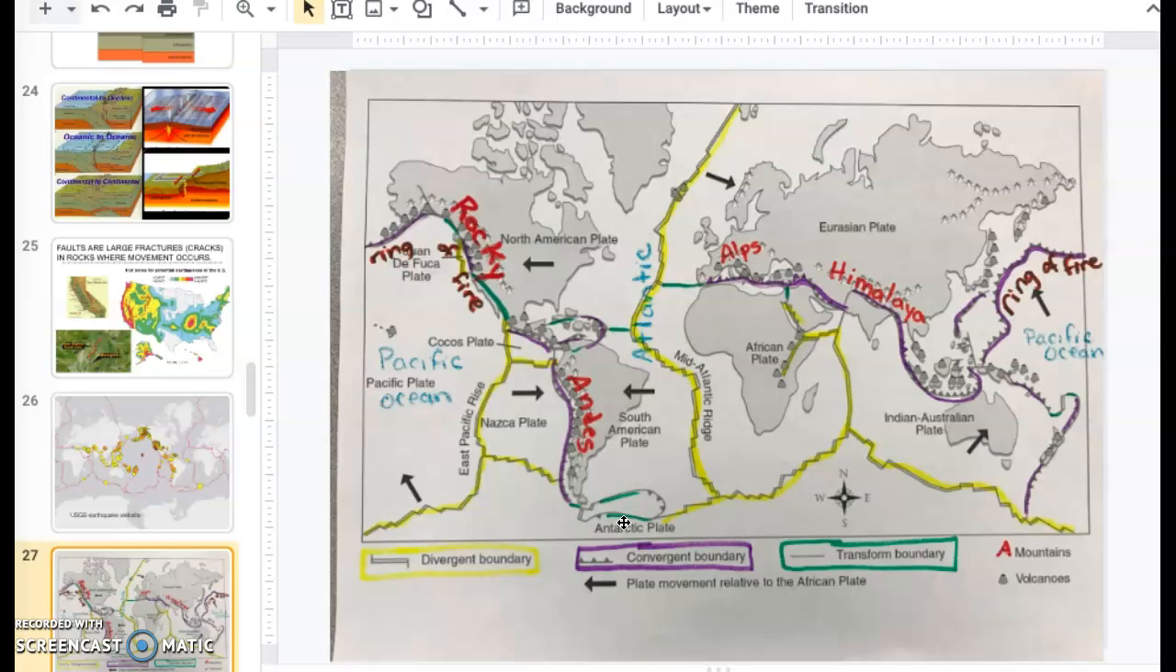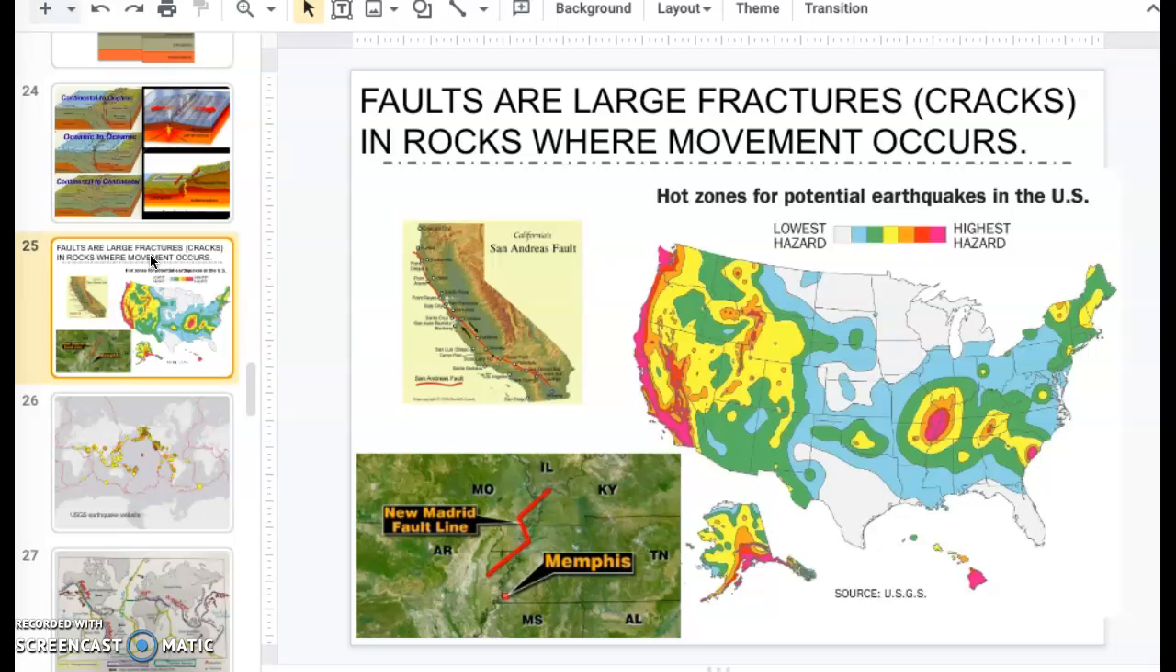The majority of earthquakes and the majority of volcanic activity does happen on these boundaries, but we also have other places where we can have volcanic activity and earthquake activity. So specifically where we live, I want to talk a little bit about a fault line. So in the United States, we live here.